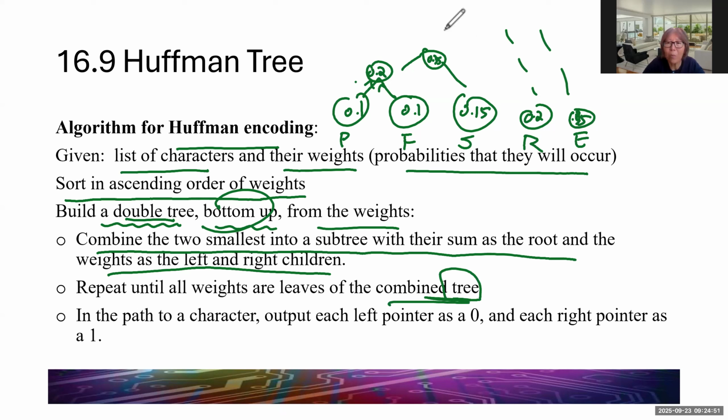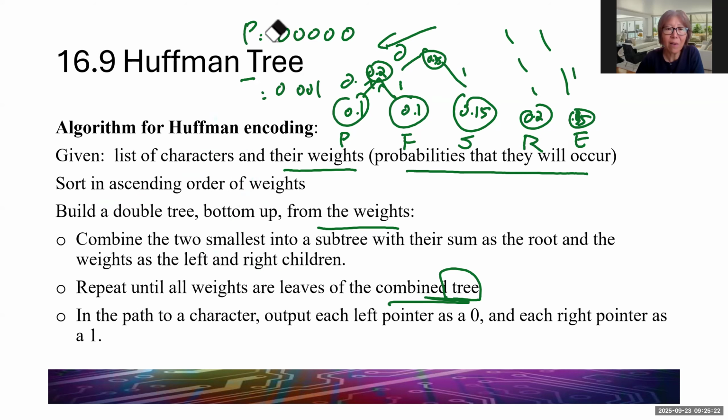So that's how the tree is built. Once you have the tree, then you can find the codes, because for all the left branches, we assign 0, and for all the right branches, we assign 1. Then from the root all the way to the leaf, you have the path, and then you can output the code. For P, maybe it's all 0. For F, then it's 0, 0, 0, 0, 1, something like this.